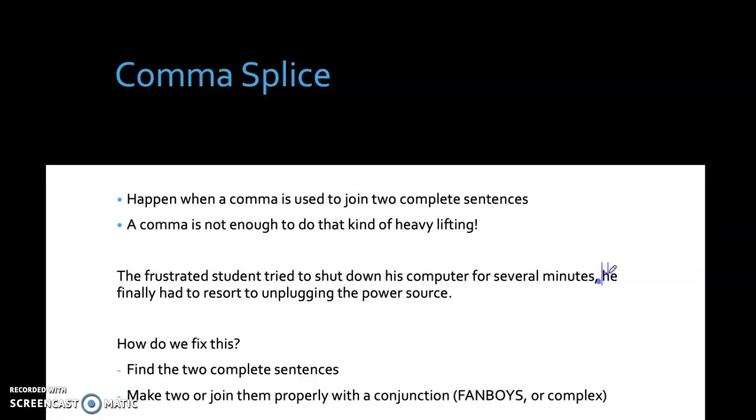Again, in order to fix this, you need to find the subject and the verb. You need to be able to find the subject here, the frustrated student, the verb, tried. He, another subject, had to resort, another verb. So we have a subject and a verb here. We have a subject and a verb here. So we need something stronger than a comma between them.